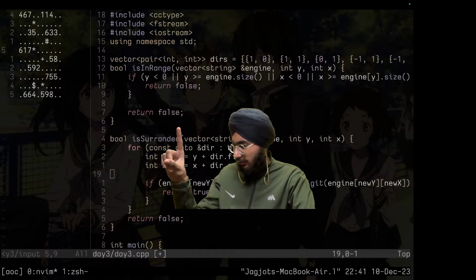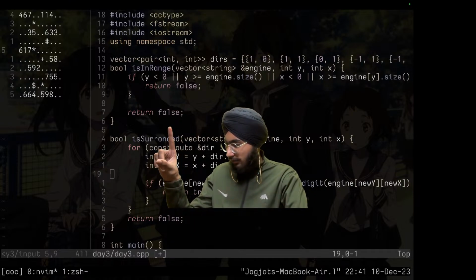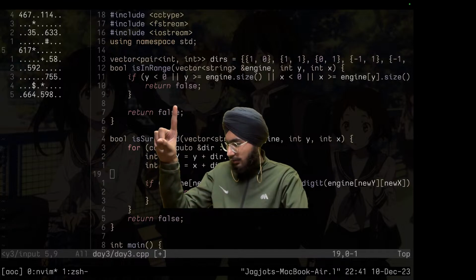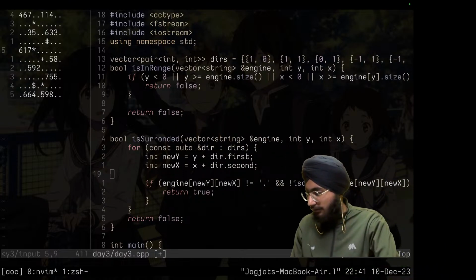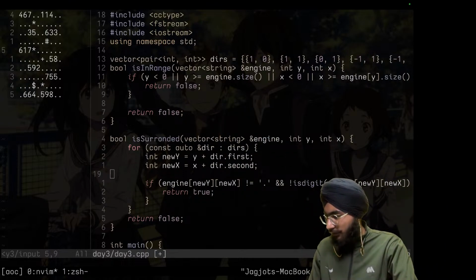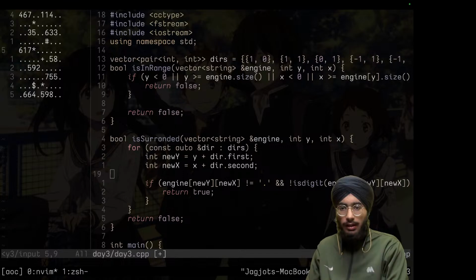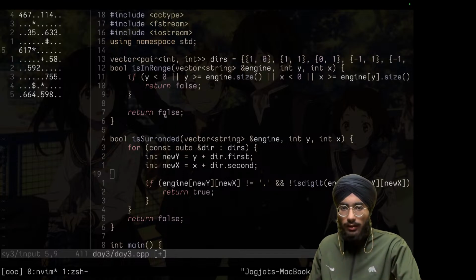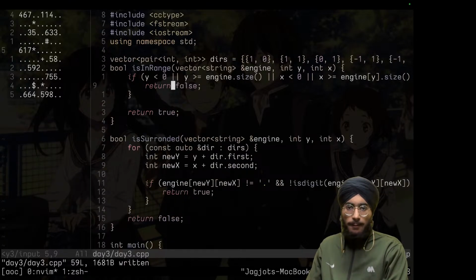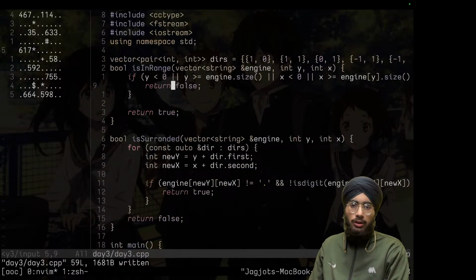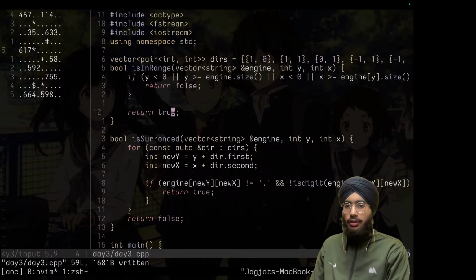This thing, a huge blunder. Huge blunder. That's why my code was not working yesterday. Yeah, it's going to return false if it is out of range and return true if it is in the range.